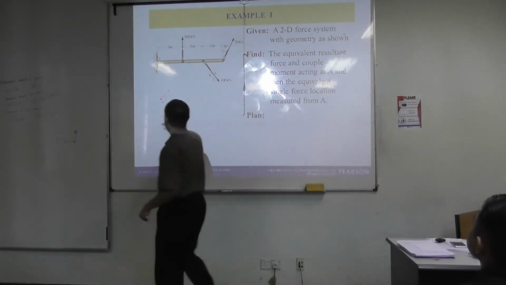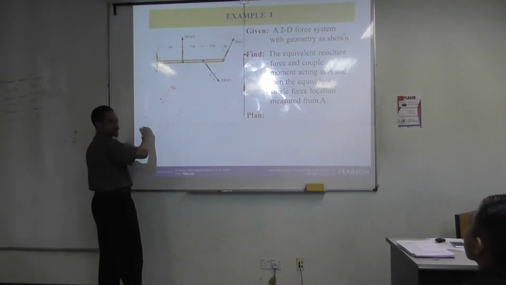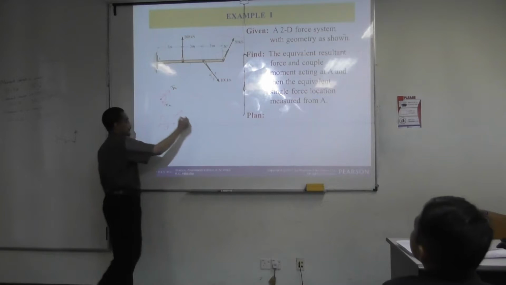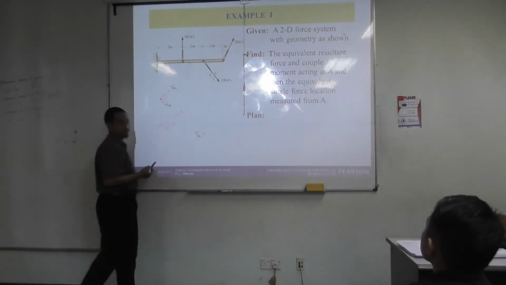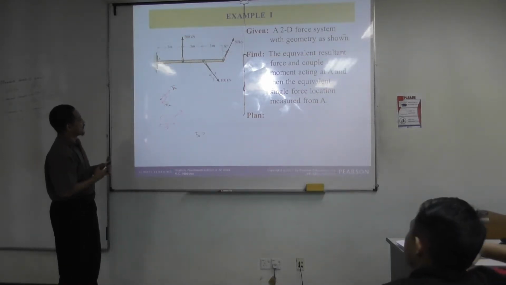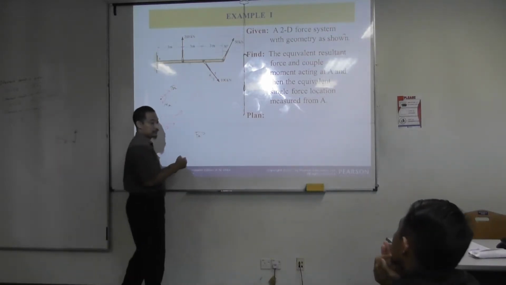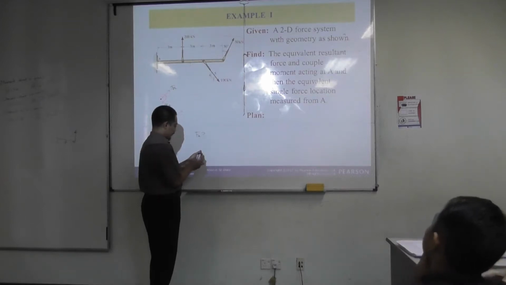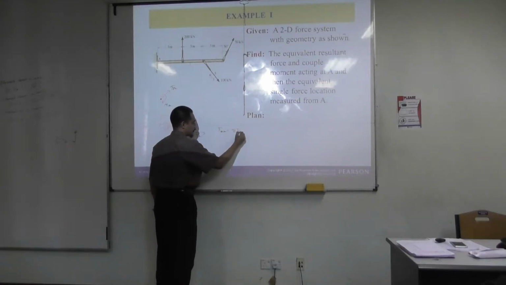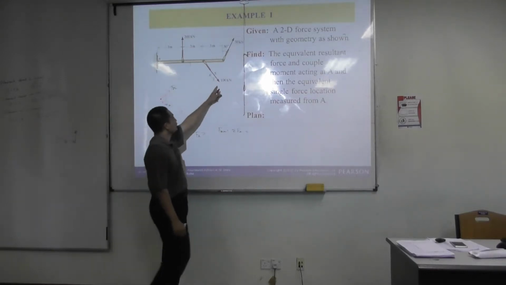So what to do? Let's say the first step: we want to find FR. Of course, I do not know the direction yet, but this is just to visualize what you want. So how to get FR? You add everything. But how to add everything? You can't just add 200 and 100, so you have to do it in terms of x and y. So FRX will be the summation of all forces in x. In this case, what do we have?